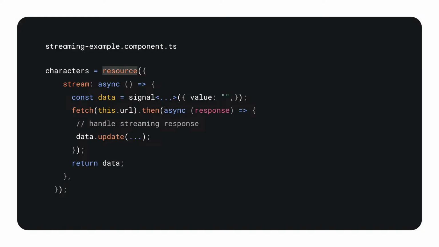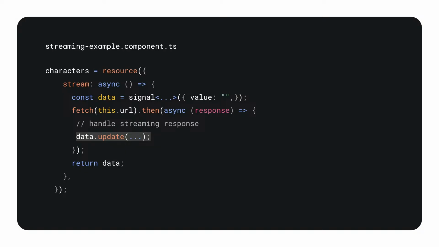Let's talk about it. First, using the resource API, there's a new property called stream that you can specify on the configuration object. Stream takes an async function. Now from there, we define a signal that, when it's returned, represents the data being streamed. You can update that signal just as you would using the normal API interface. And then this is just the client-side implementation.